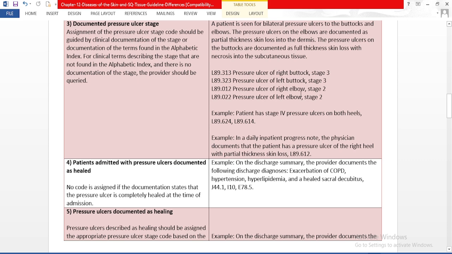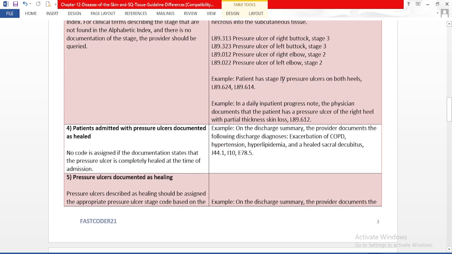And we have one more example here. Patient has stage 4 pressure ulcers on both heels. So how do we code this? We have L89.624 for left heel and L89.614 for right heel. So we need to code based on the site. If you have multiple sites, we need to code multiple codes.